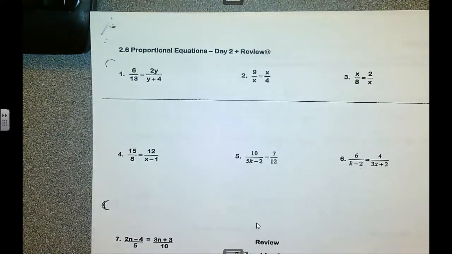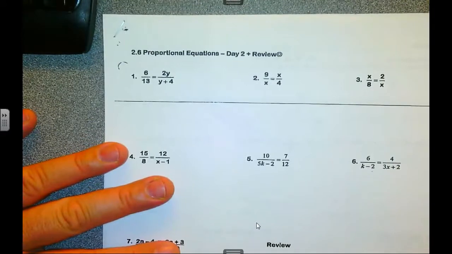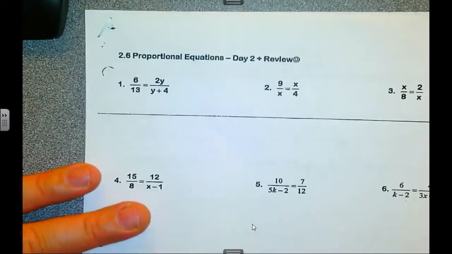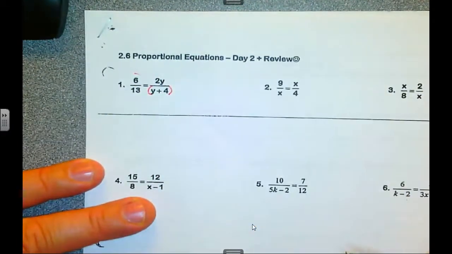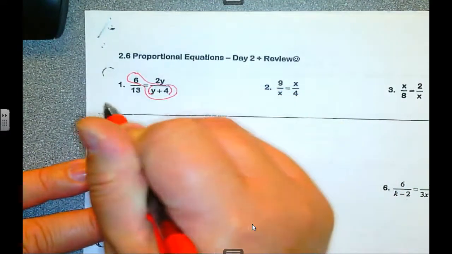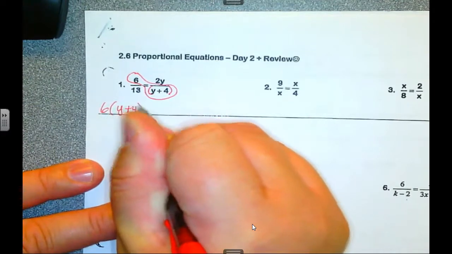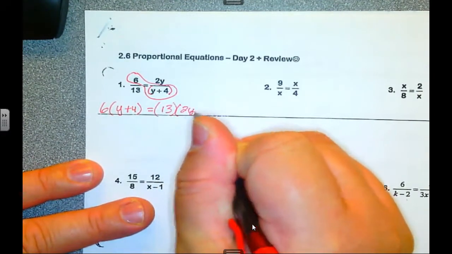All right, 2.6. Again, this is all review, this entire packet. I'm only going to do about 5 or 6 example problems. Number 1, I have a ratio equal to a ratio, a proportion, so I'm going to use cross multiplication. I have a quantity here in the denominator, so put parentheses around it. So I have 6 times the quantity y plus 4 is going to equal 13 times 2y.